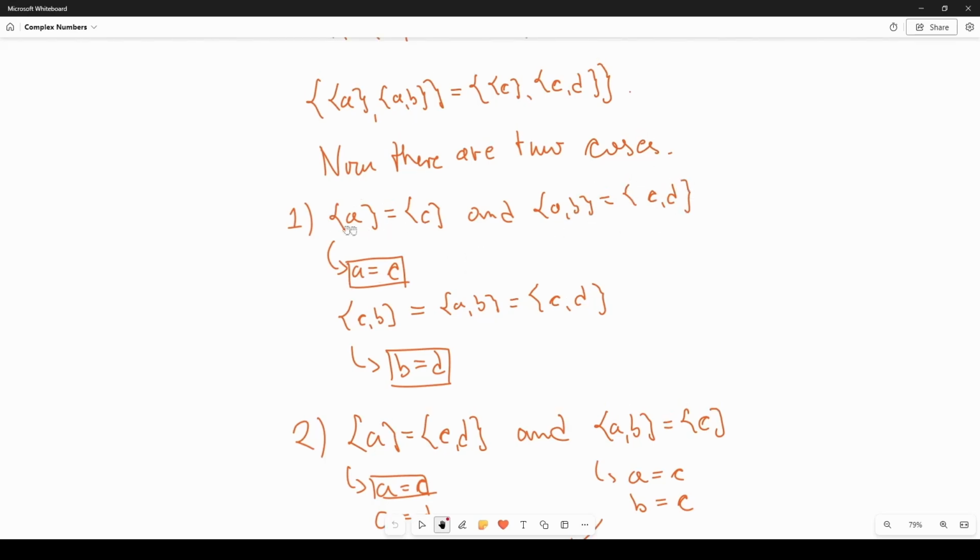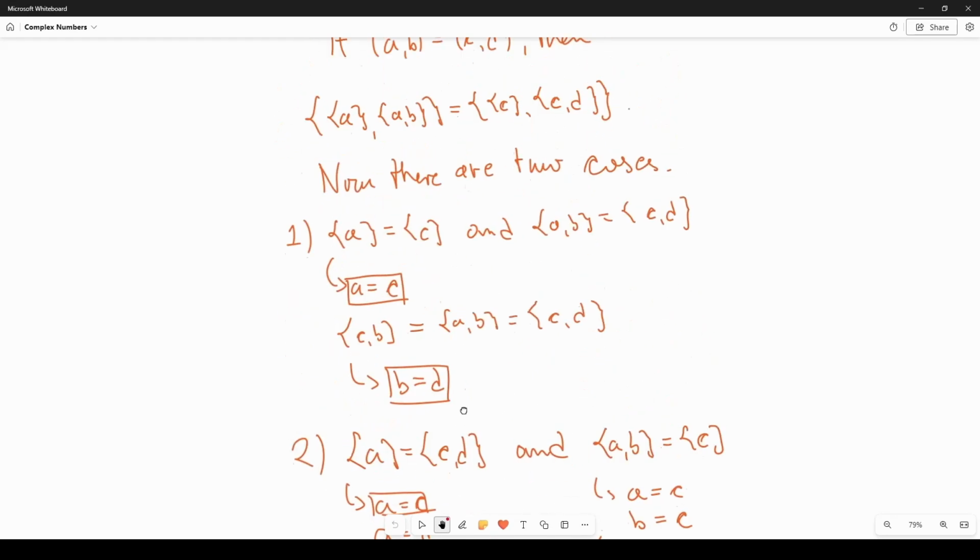So since these two sets are equal, we get that A is equal to C. And now, using the fact that A is equal to C and this equality over here, we get that the set CB is equal to the set containing CD. So now we get that B is equal to D.